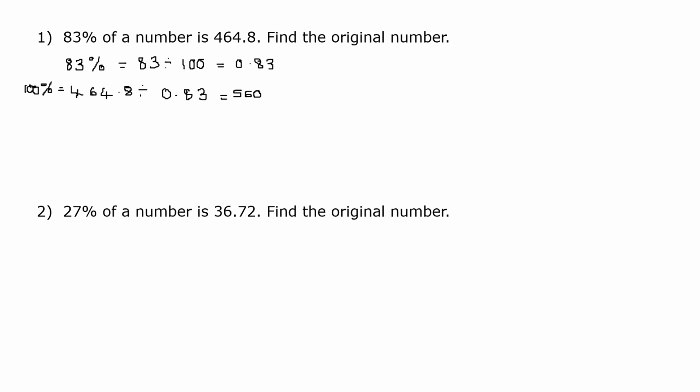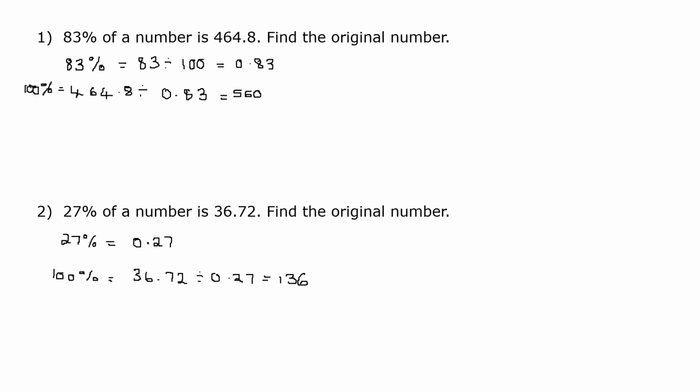Question 2. 27% of a number is 36.72. Find the original number. So let's express our percentage as a decimal again. So we're going to divide by 100. So that's going to give us 0.27. Now we need to find 100%. So that's going to be 36.72 divided by 0.27, and that will give me 136.